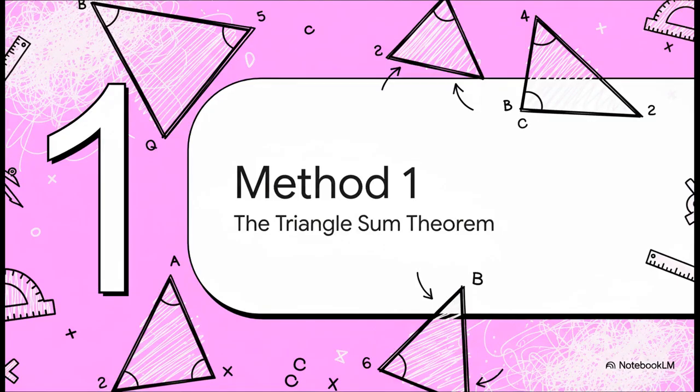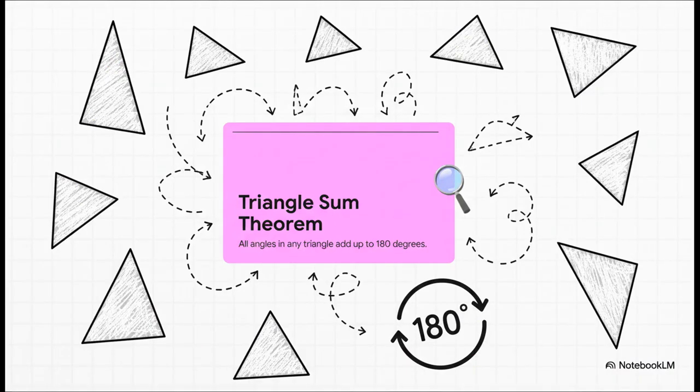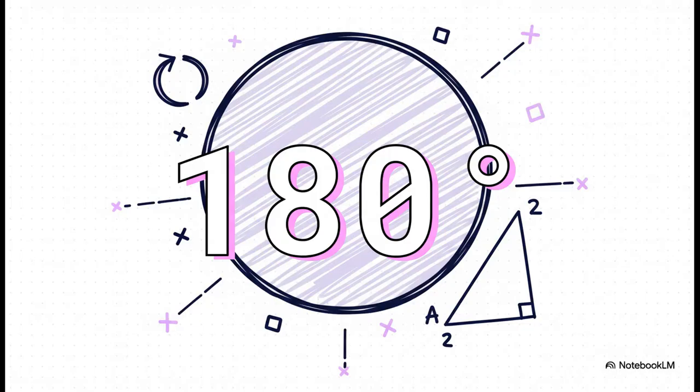So, our first tool in the toolkit should feel pretty familiar. It's a basic, fundamental rule of all things geometry, the triangle sum theorem. The best part about this theorem is just how simple it is. It doesn't matter if the triangle is huge, tiny, stretched out, whatever, the three angles on the inside will always add up to 180 degrees. No exceptions. So just burn this number into your brain, 180 degrees. It is the magic number. Everything we do in this first method comes right back to it.